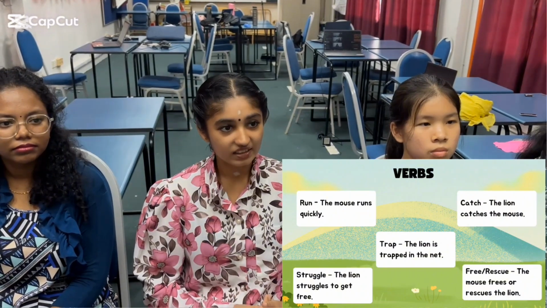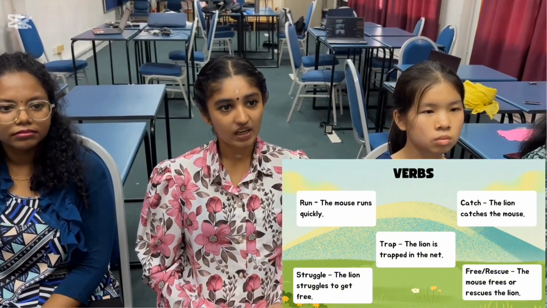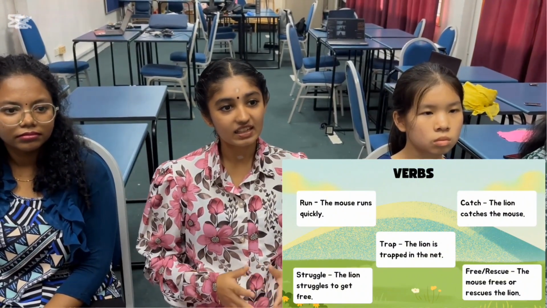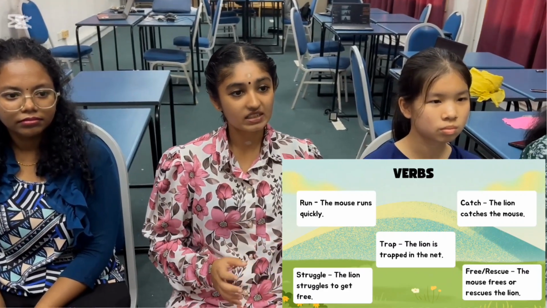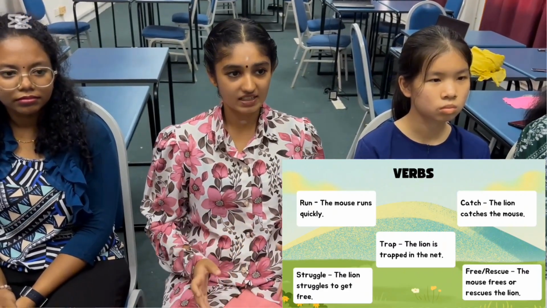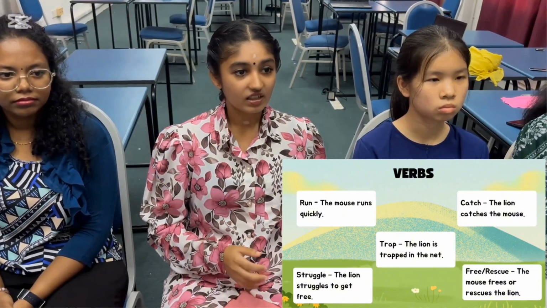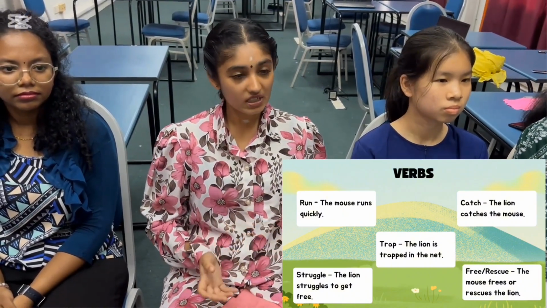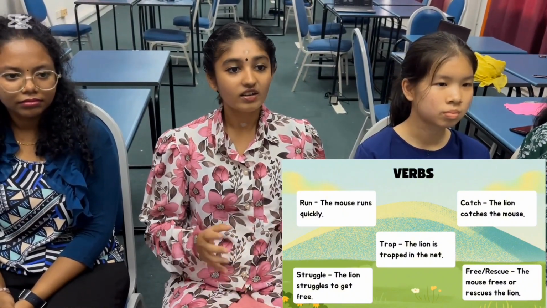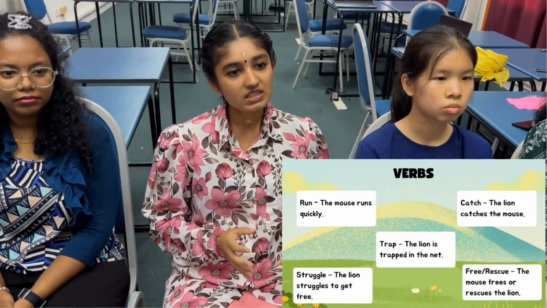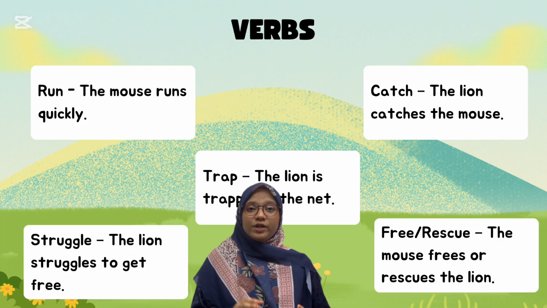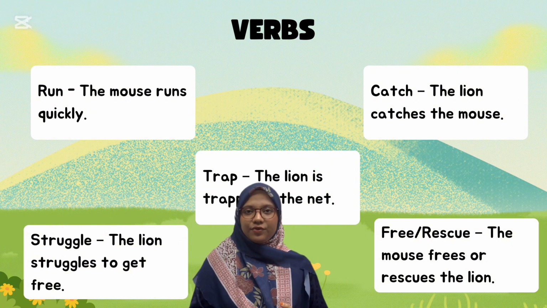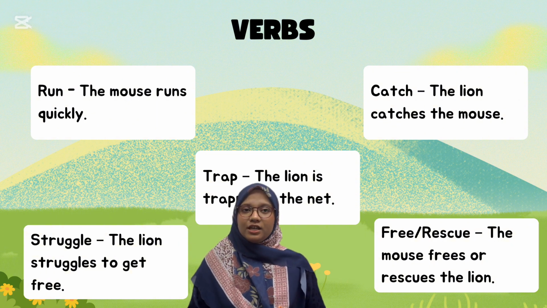Verbs. Run. The mouse runs quickly. The second one, catch. The lion catches the mouse. Trap. The lion is trapped in the net. Struggle. The lion struggles to get free. Free or rescue. The mouse frees or rescues the lion. Knowing these words will help us describe the character's action when we act them out.